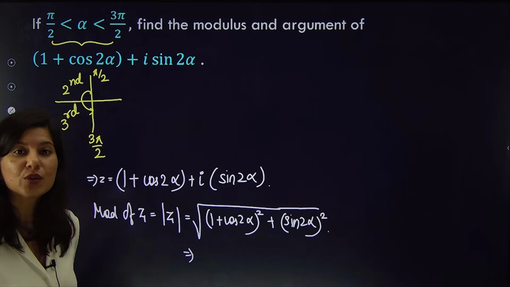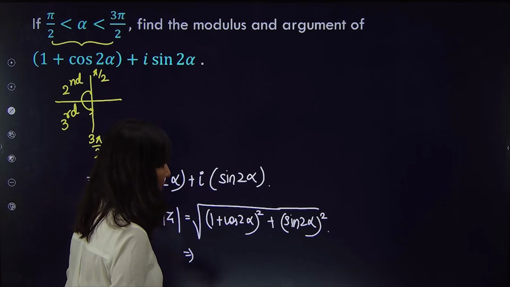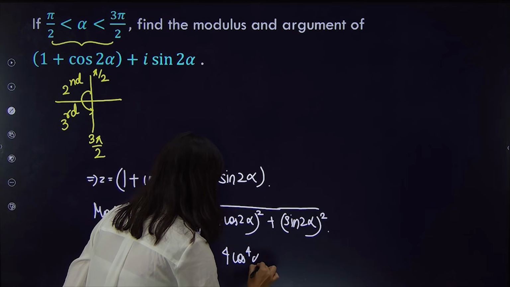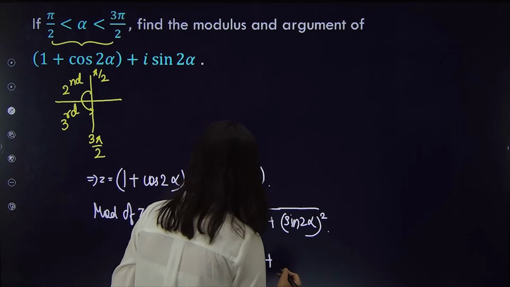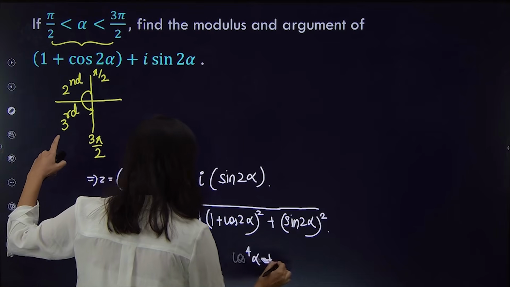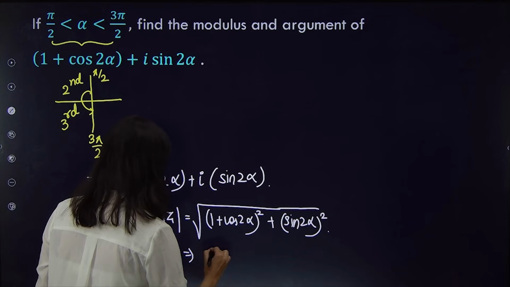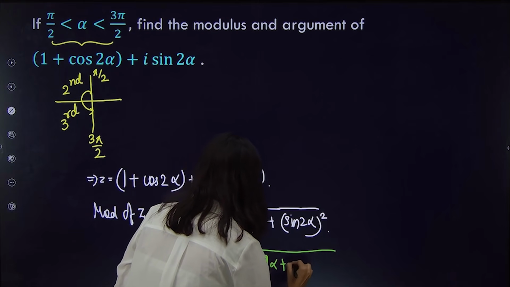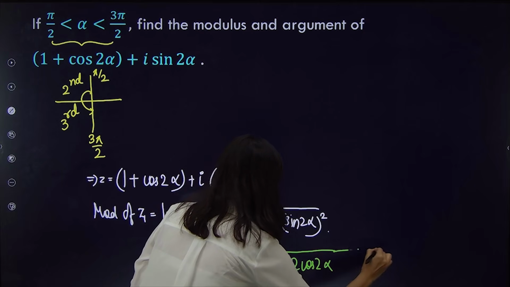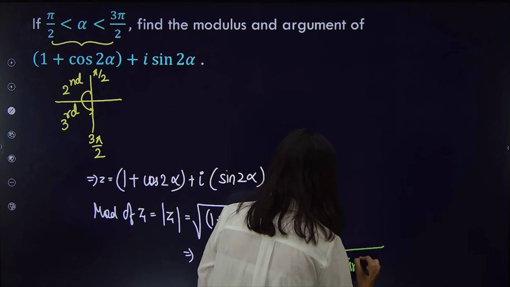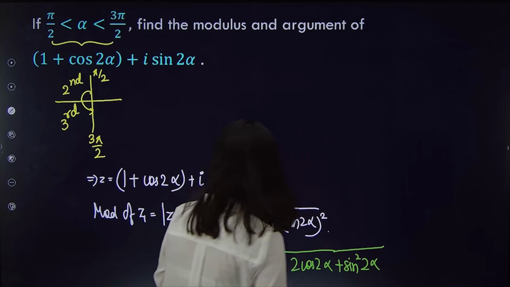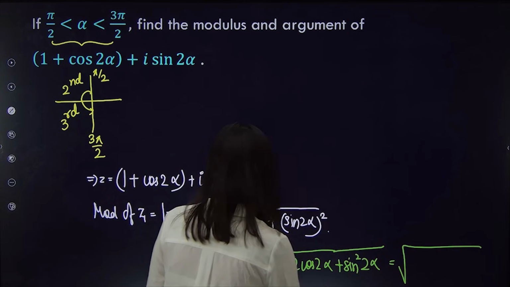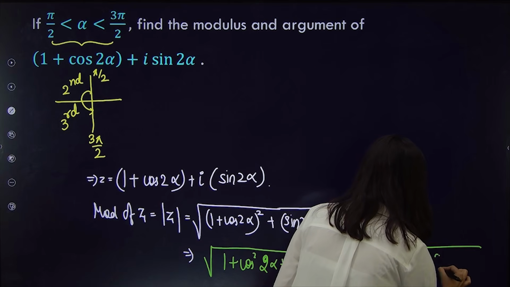Okay, so 1 plus cos 2 alpha whole square. So 1 plus cos 2 alpha is 2 cos square alpha, so this is 4 cos power 4 alpha. And this is sine 2 alpha, so sine square. Or rather, we can do one thing. Hold on. Let's not open it. Let's open the square only. 1 plus cos square 2 alpha plus 2 cos 2 alpha plus sine square 2 alpha. Okay. Cos square plus sine square will be 1. So 1 plus 1, 2. 2 plus 2 cos 2 alpha.